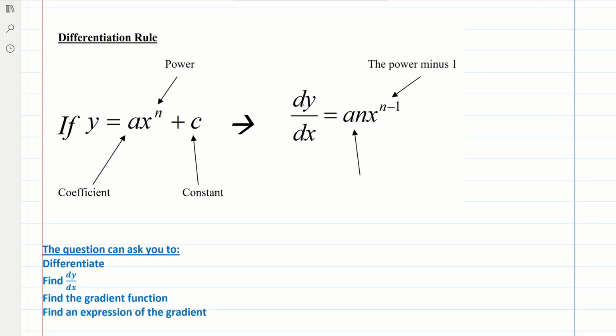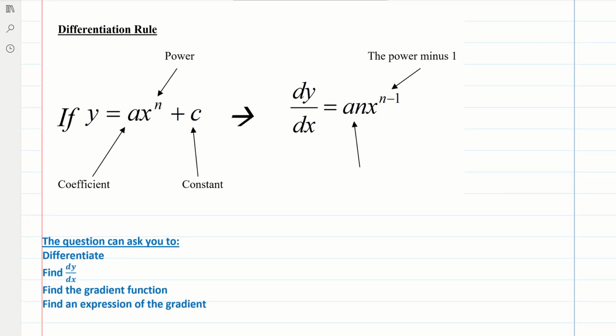So this is the rule. Let's just get to grips with the words. The number multiplied by x is called the coefficient. Of course, this is the power, and the constant is a number on its own without a variable, without a letter. To differentiate something like this, what you do is you multiply n by a, the power by the coefficient, to get an. So I'm going to write this down.